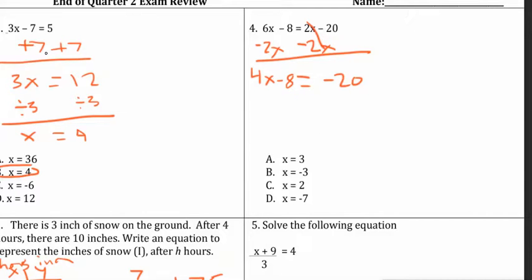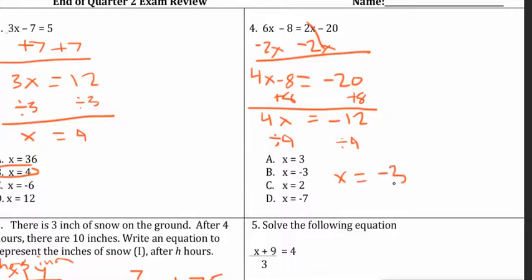Now I just have a regular two-step equation like number 1. So I'm going to add 8 to both sides. And I really recommend checking using your calculator because negative 20 plus 8 is negative 12. And I know a lot of you would put negative 28 or positive 28 or all kinds of different stuff. So just make sure you check that. Alright, now I'm going to divide by 4 and divide by 4 because I have 4x and I just want to know 1x. Negative 12 divided by 4 is negative 3, which is B.